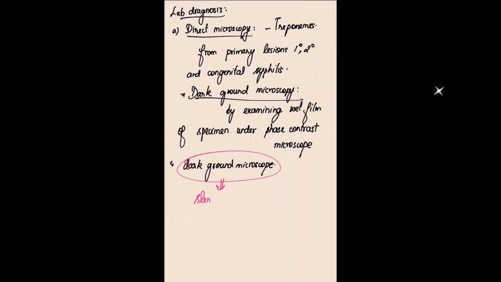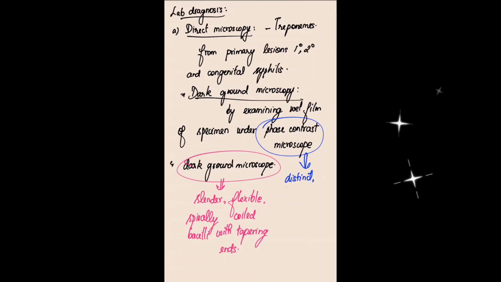In dark ground microscope, it will be slender, flexible and spirally coiled bacilli with tapering ends. Whereas in phase contrast microscope, it appears distinct, sharply outlined, apple green, fluorescent colored bacilli.